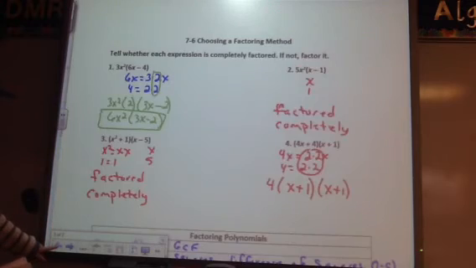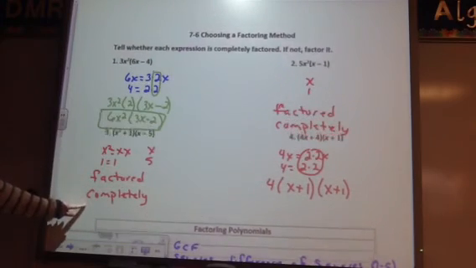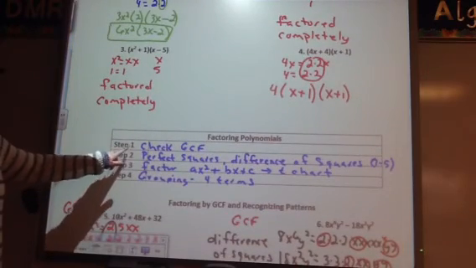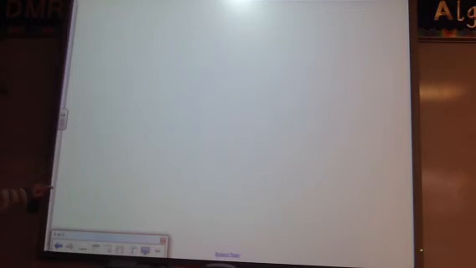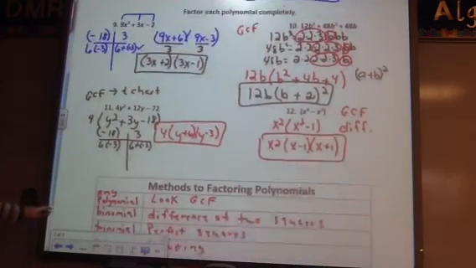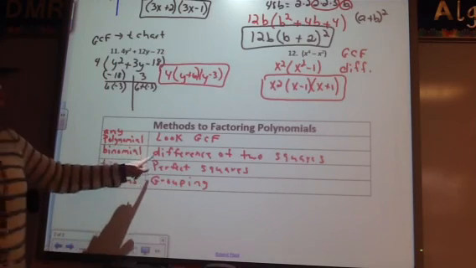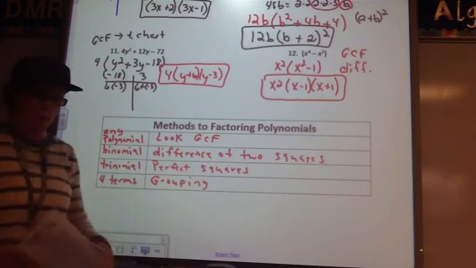So we told you on the first page the steps you need to go through, but then also on the last page here, if you look at the type of polynomial, it'll kind of tell you what to do too. So you can either go through all the steps or kind of look at the polynomial, either one, or both.